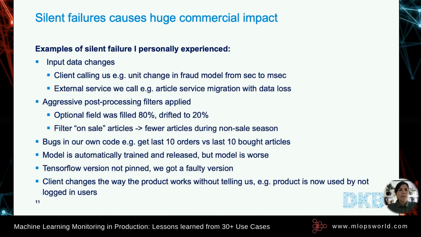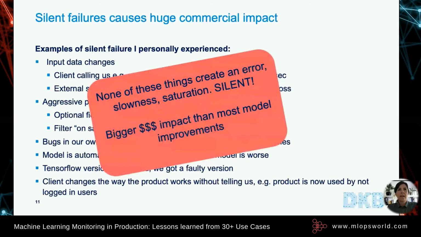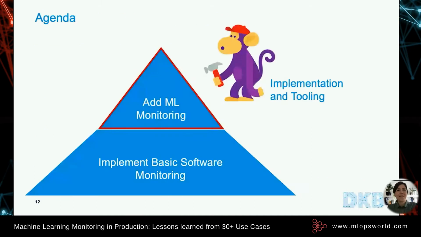So what you can see here is that there's a bunch of things that can go wrong, and none of these things create an error or slowness or saturation. They are quite silent. And some of them, for example, a big post-processing rule that is very aggressive, can cause huge monetary losses for your company, even bigger losses than what you can achieve when you work for 2 months on a nice model improvement of 2-3%. So this is really worth detecting if you can. Now that I've motivated you that you really need this additional machine learning monitoring, let's talk about how this can be achieved practically. I have an example.